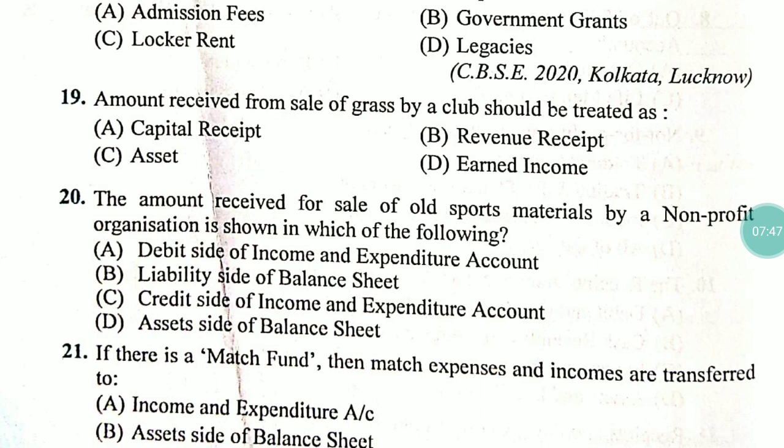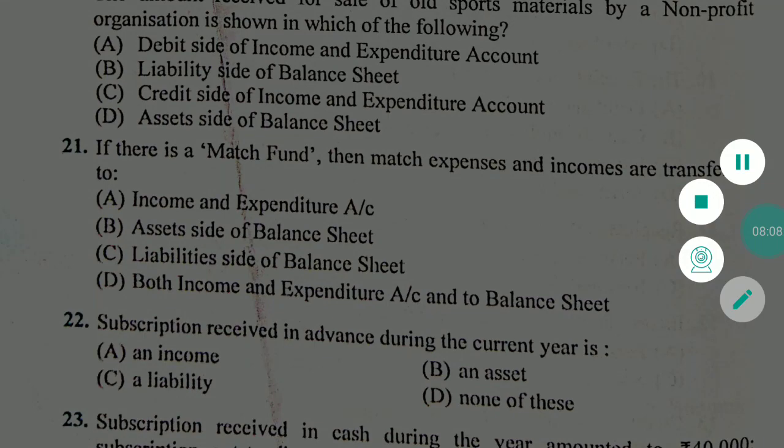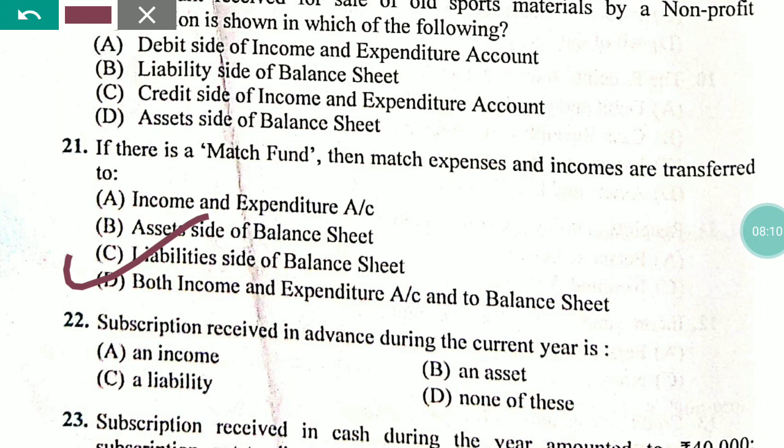Okay. So the next question is, if there is a match fund, then match expenses and the match income are transferred to. If there is a match fund, at that time match expenses will be deducted from the match fund and income is added to the match fund, and the match fund is always shown on the liability side of the balance sheet. So the right answer is C, because match fund means that it is a liability.